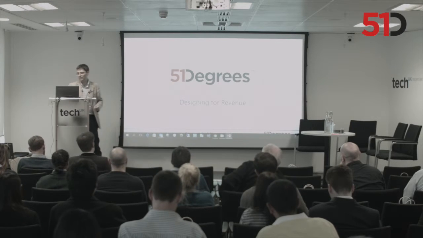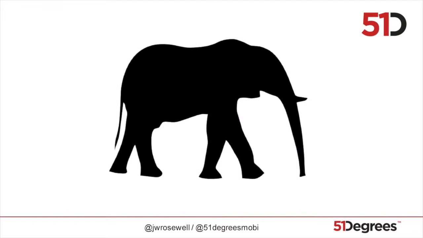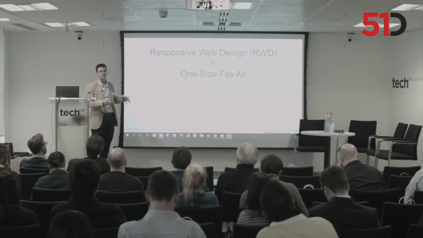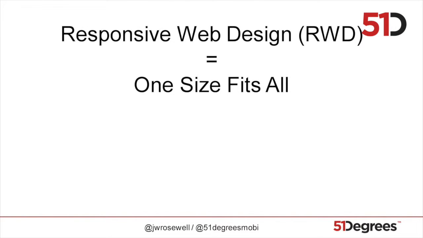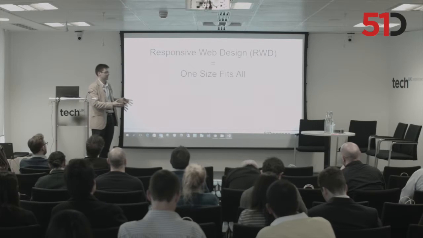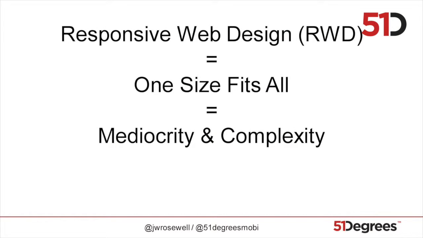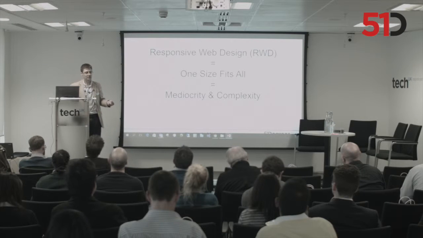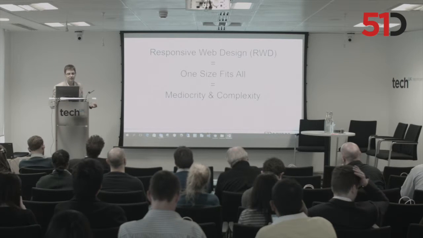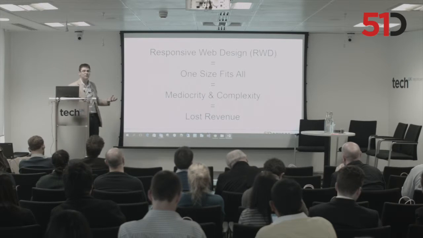And that's really where I'd like to start. That page is the height of an African bull elephant, from top to bottom. And for me, it really encapsulates what we've come to call responsive web design. We create this one page that has to work on every single device, and we've got this one-size-fits-all mentality. And what that means is we end up creating experiences that actually cater for the lowest common denominator. They're complex, and they result in a kind of mediocre experience depending on the device that they're displayed on. And ultimately that leads to lost revenue.